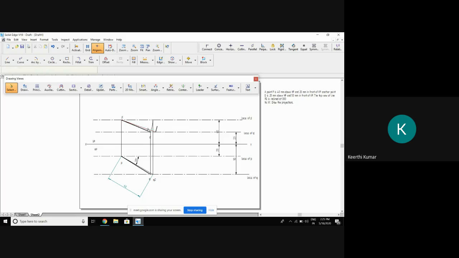So what is the name of this line? Name of that line is true length. Name of this is true length. Both are the same distance. This is one method to complete the problem. What is the other method?